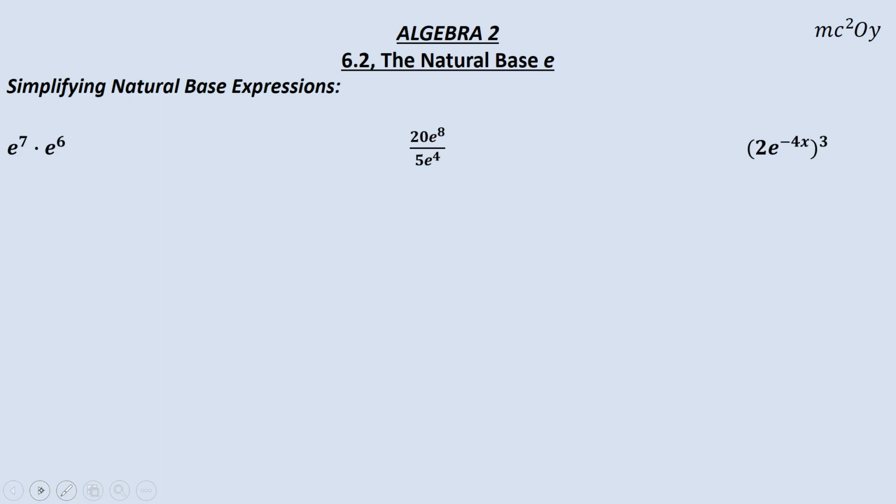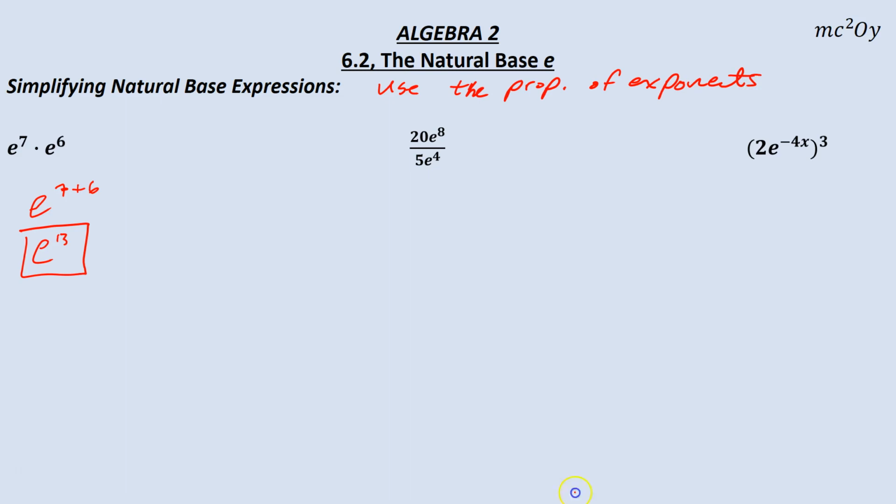E is not a variable, but if we treat it as if it were a variable, we would think of this as E to the 7 times E to the 6. Since the same base, base E, we add the powers, which would be E to the 13th. It's not a variable, it represents a number, but we treat it that way when we're applying the properties of exponents. So use the properties of exponents that we've already learned here.